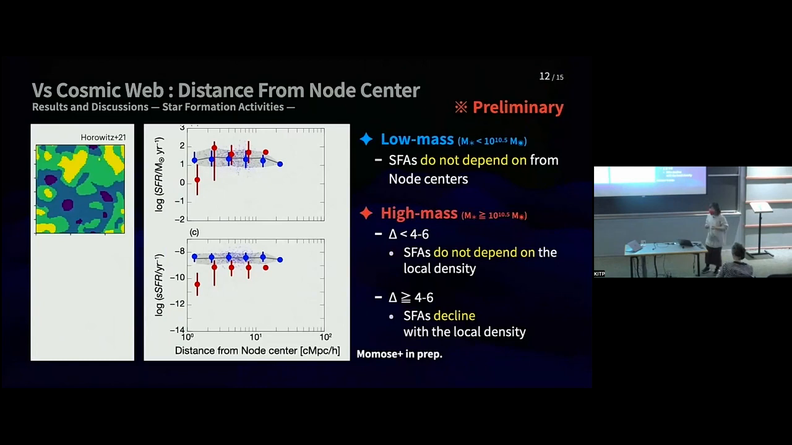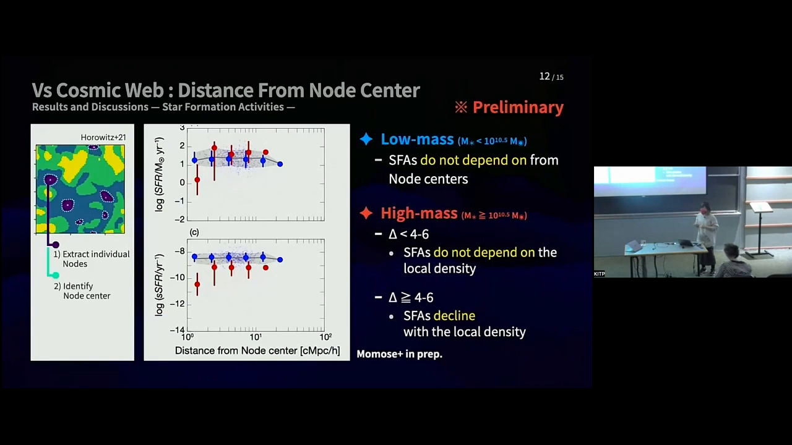Because the density also depends on the distance from the node, we also examine the dependence of the median star formation activities as a function of distance from the node center. In this study, we define the node center in the following manner. First, we extracted the node, and then we identified the highest density pixel within the node region and regarded it as the node center. Then galaxy properties were examined as a function of distance from the node center.